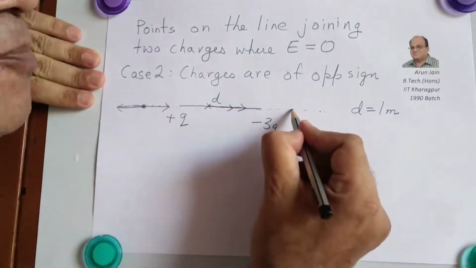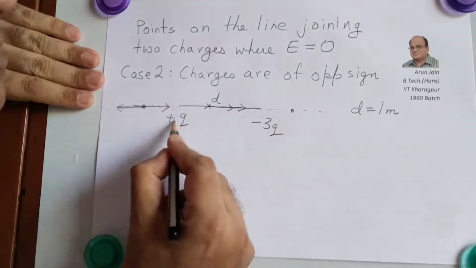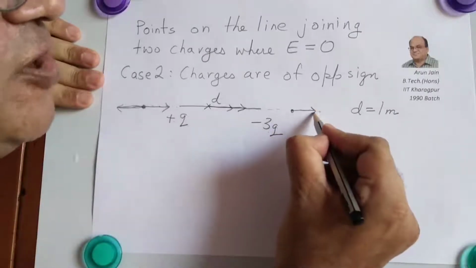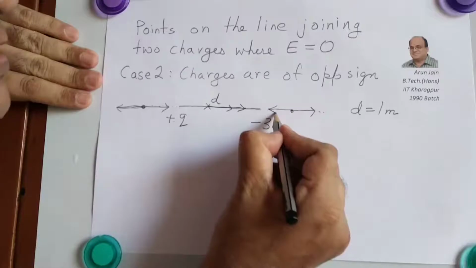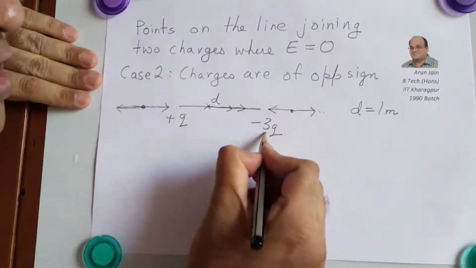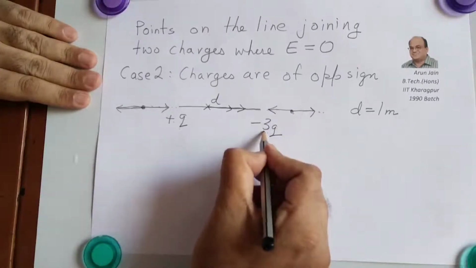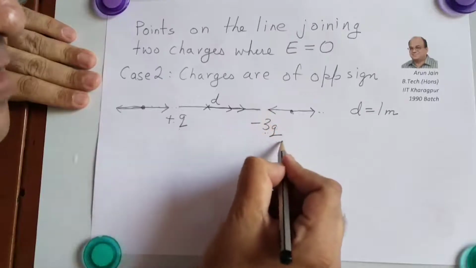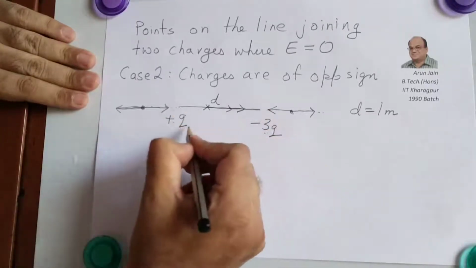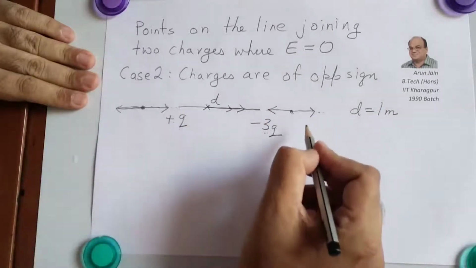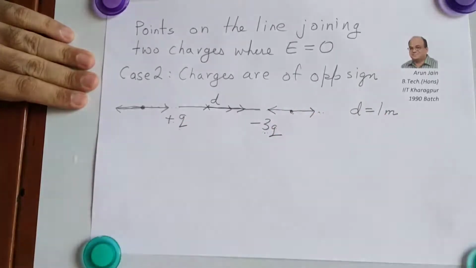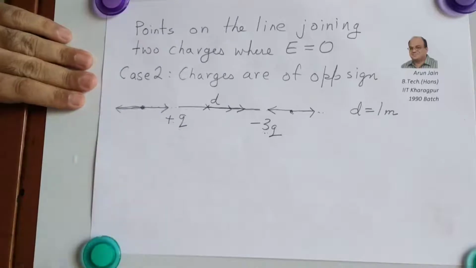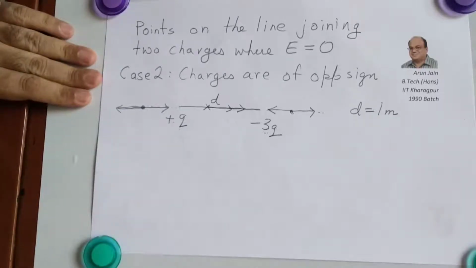If you consider a point here, then this plus charge creates the electric field away from itself. The minus charge creates electric field towards itself. Minus charge is stronger as well as closer. So therefore the field created by the minus charge will always be more than the field created by plus charge. Therefore there will be no point on this side where electric field will be 0 except at infinity. Okay, at infinity it will be 0.